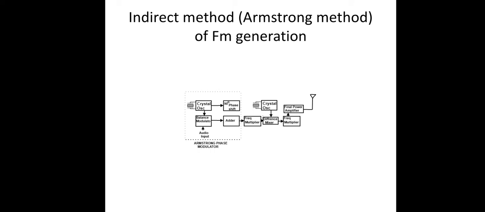This is the block diagram of the indirect method using a crystal oscillator, summing circuits, frequency multiplier, differentiator, class C power amplifier, 90-degree phase shift, balanced modulator, integrator, and summing or adder circuits. Then the working of these circuits is the indirect method of generation of FM signal.